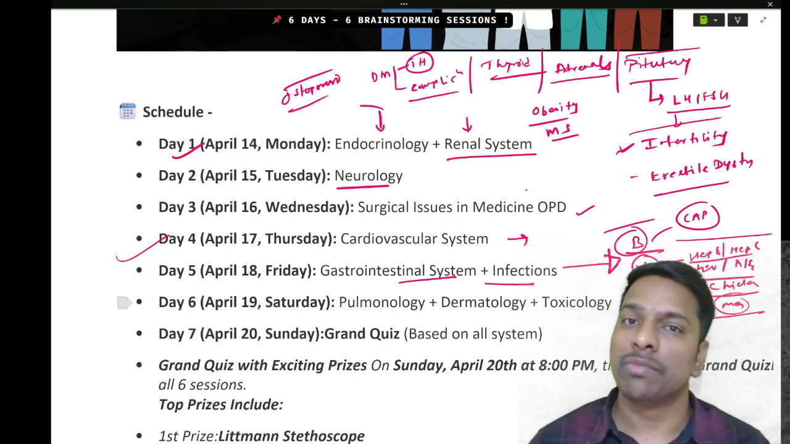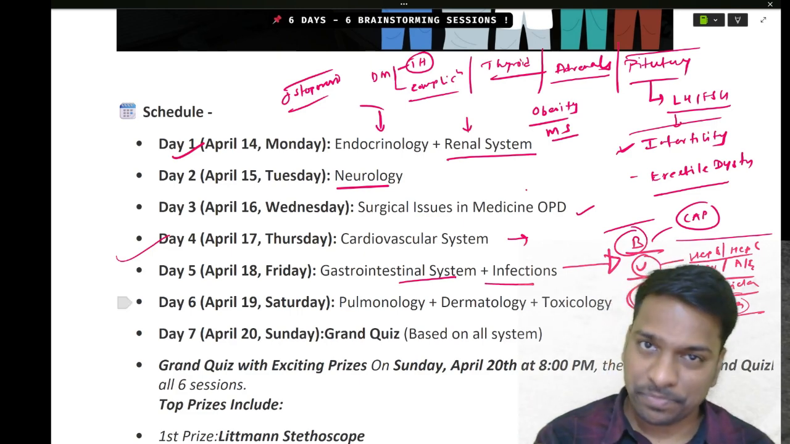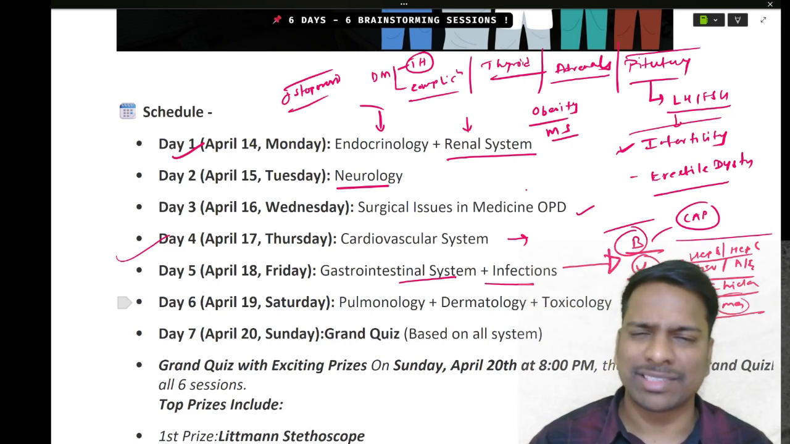Coming to fungal, we will see common fungal infections that come to practice, for example itching all over the body, scabies and all.